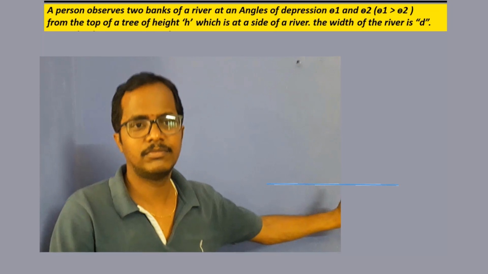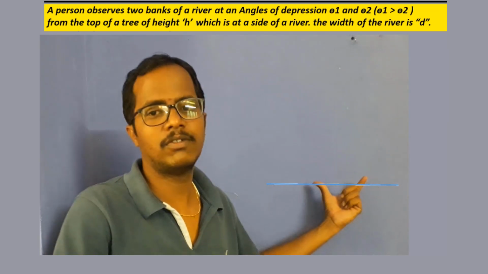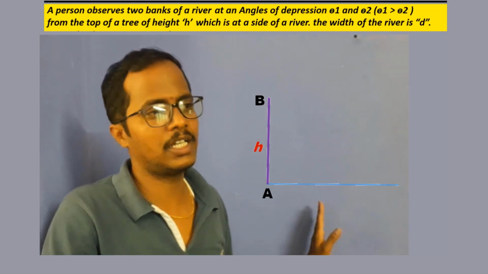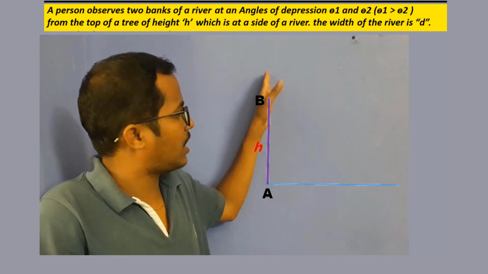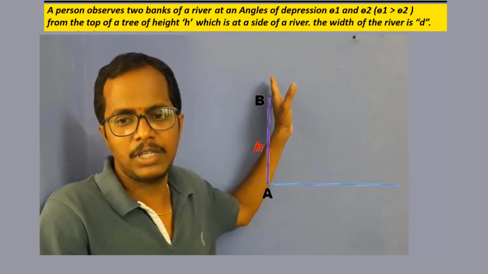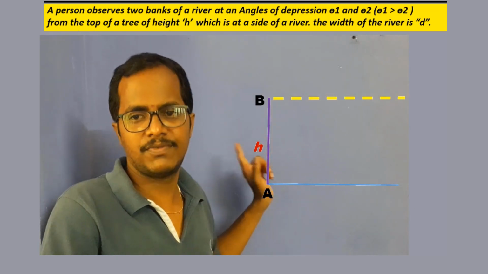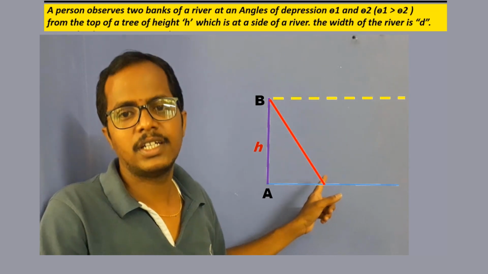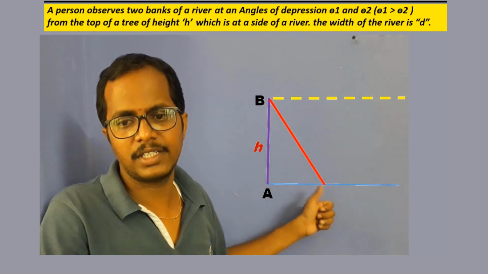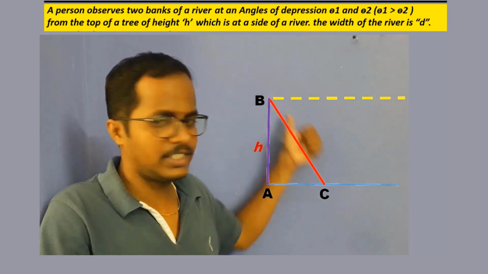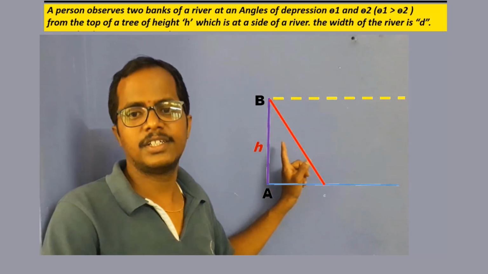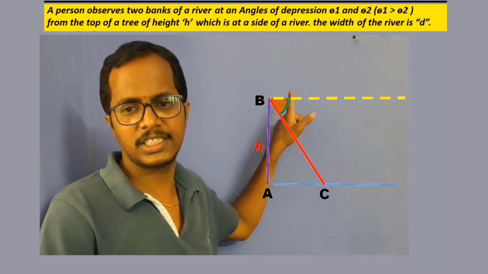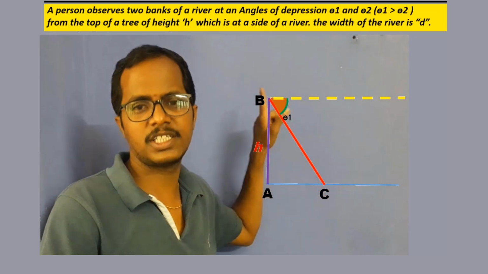So let us take on the ground a river is there, and the two banks of the river we are representing with point C and D. So represent the height of the tree with AB, and it is given as h meters. And from point B, the observer is observing the first river bank point, that is C. So let us join BC, and next between the horizontal line and line of sight there is an angle formed, that is angle of depression theta 1, which is given theta 1.